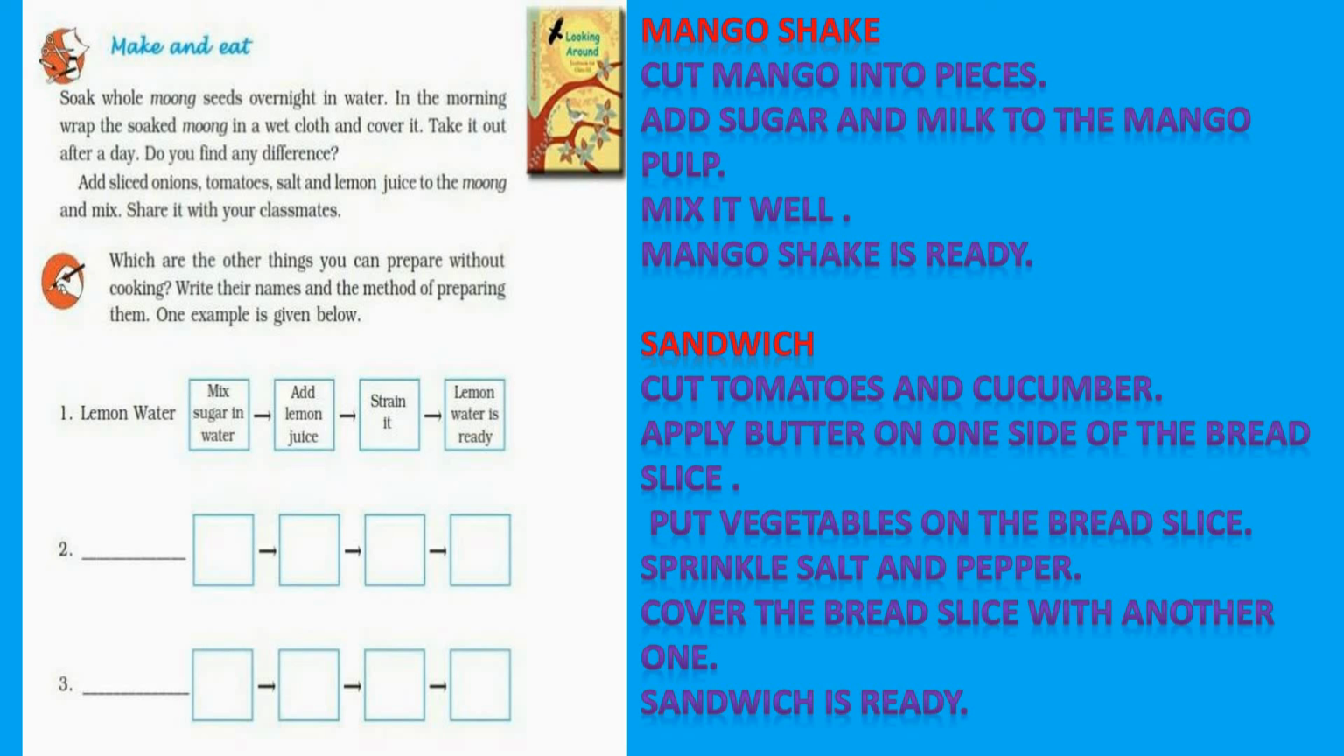Now let's know about sandwich. Cut tomatoes and cucumber. Apply butter on one side of the bread slice. Put vegetables on the bread slice. Sprinkle salt and pepper. Cover the bread slice with another one. The sandwich is ready.